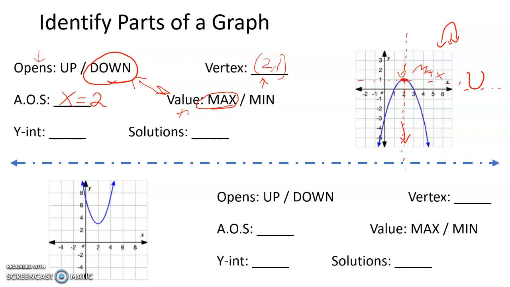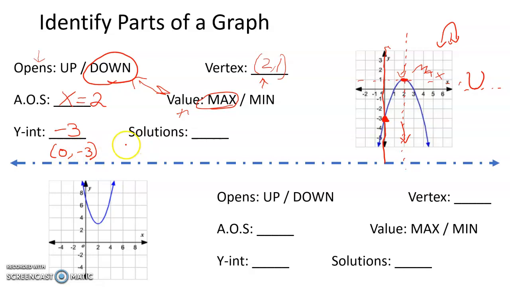Y-intercept. We've dealt with y-intercepts before. My y-axis is right here, the one that goes straight up and down. Where does the curve cross? Crosses right here, right at the -3 spot, all right? So my y-intercept is going to be -3. If you want to write out (0, -3), you can do that as well, okay?